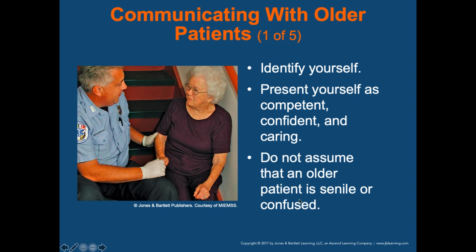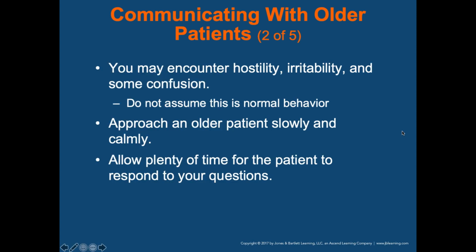And do not assume that an older patient is senile or confused, because they may not be. They could be sharp as a tack. And you need to make sure you're not trying to pull something over them. You may encounter hostility, irritability, and some confusion. Do not assume that this is normal behavior, because there could be something else underlying. We'll go over all the different things that potentially could be during assessments.